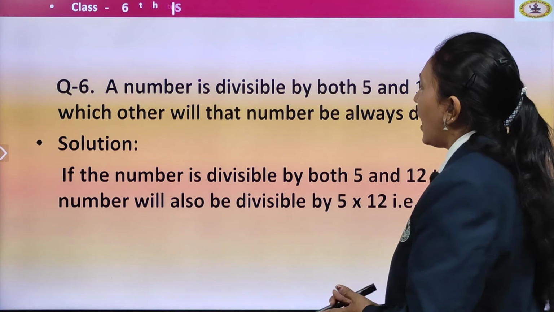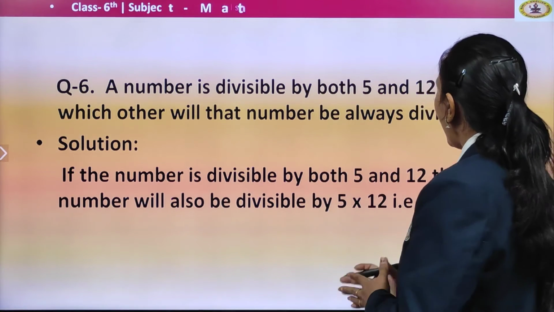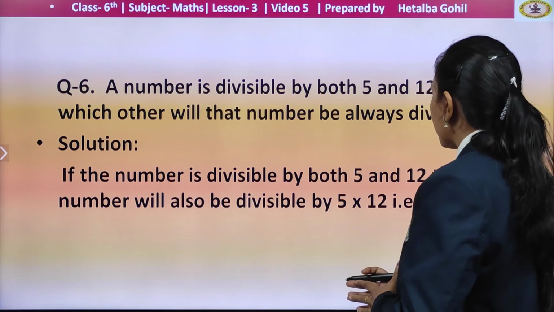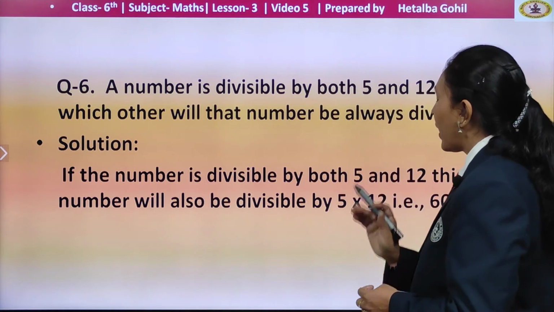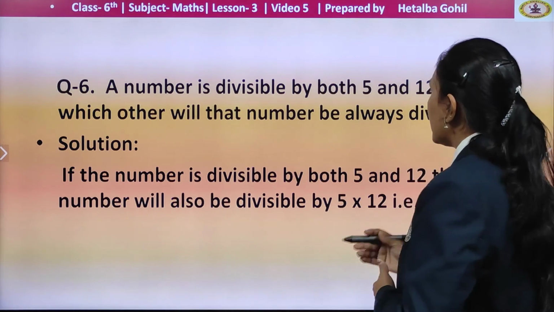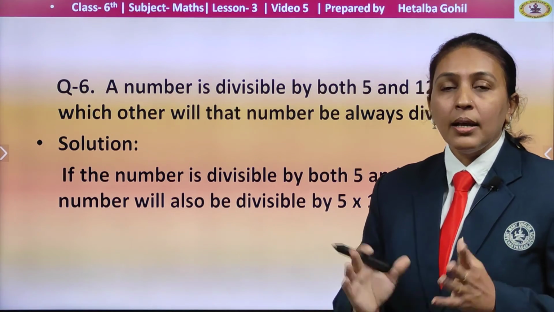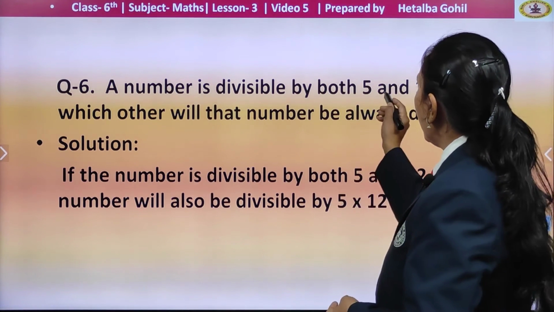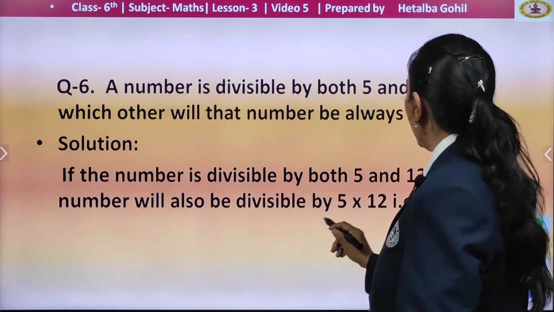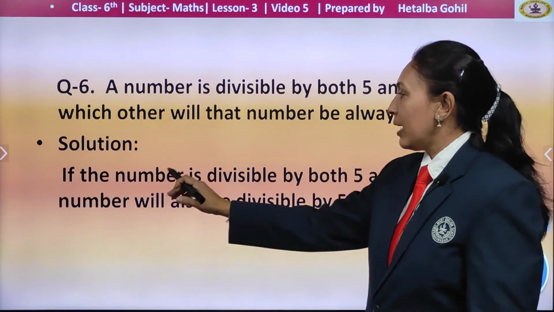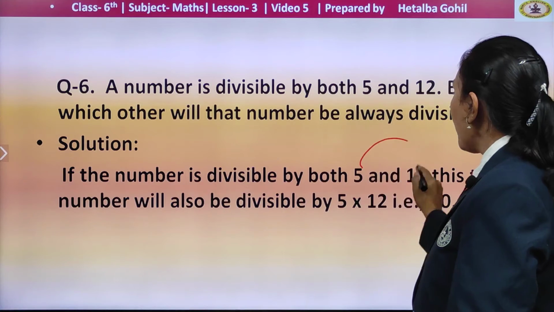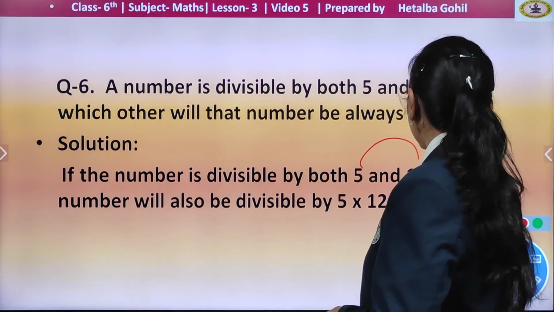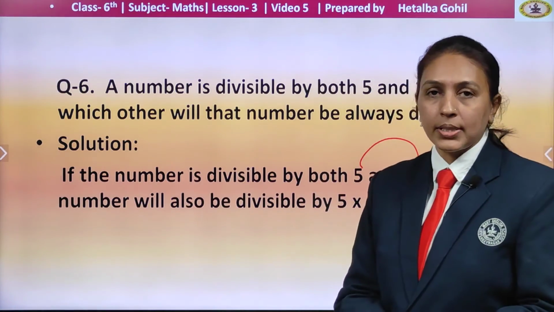Question number 6. A number is divisible by both 5 and 12. By which other number will that number always be divisible? Children, for 5 and 12, to find the other number, find the product of 5 and 12. If you find the product of 5 and 12, you will get 60. That means if a number is divisible by both 5 and 12, then that number will also be divisible by 60, that is the product of the given two numbers.